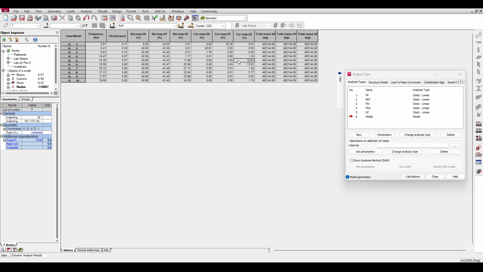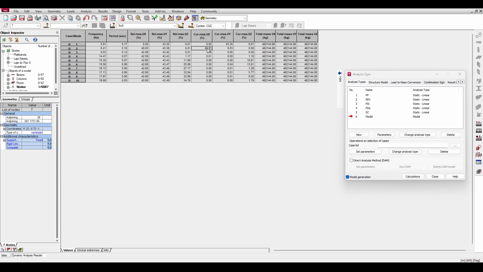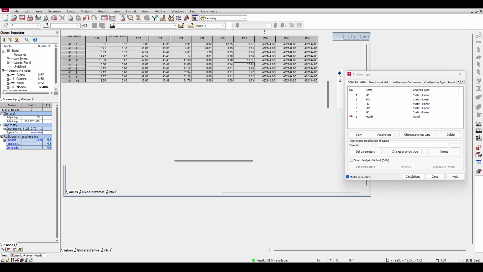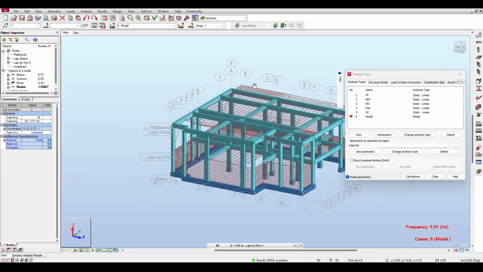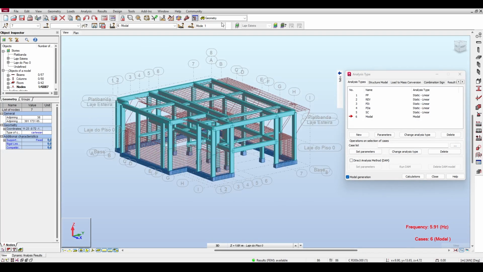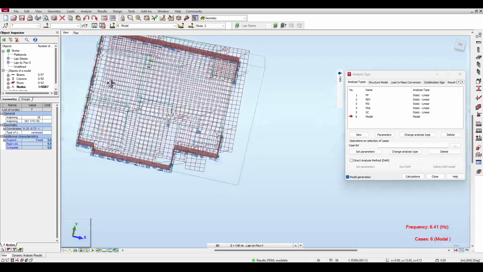But at least, let's see if we were able to predict those first 6 using the mass participation. Remember, first one is Y, second one is X, third one is twisting, fourth one might be twisting plus up and down movement, fifth and sixth are up and down movement. Let's take a look at those. I'll go to view and see. Well, mode 1 was movement in Y. Fantastic. Mode 1 was movement in Y. Mode 2 was movement in X. I mean, we use the mass participation in predicting the movements.